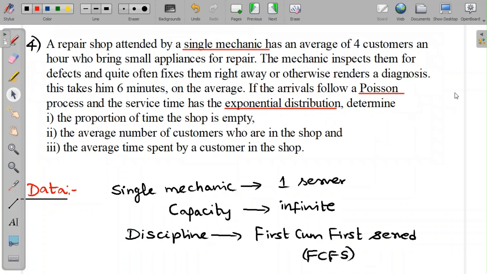All right. So let's look at the data given. A single mechanic, one server. The capacity is infinite because there's no information hinting at a restriction to the capacity. The discipline is first come, first served because once again, there's no information about the other kinds of disciplines which are possible. The other kinds of disciplines that are possible are first in, last out, or last in, first out, or service in random order. None of that is specifically mentioned in the problem. So we can take for granted that it is a first come, first served model.